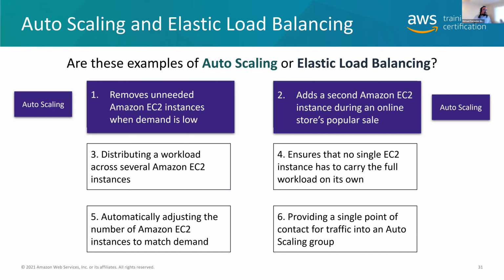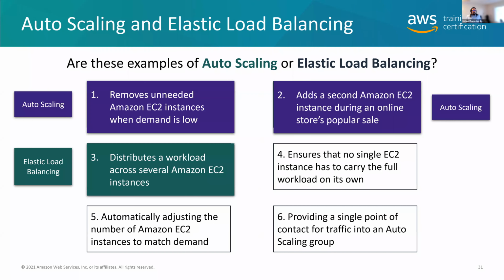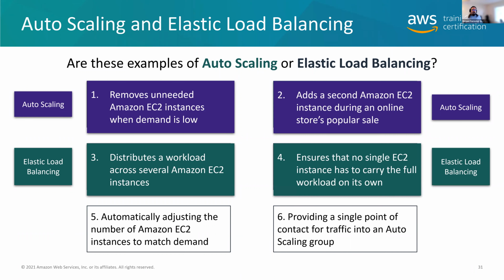If you want to distribute a workload across several EC2 instances, what do you use for that? That's right. You're going to use the load balancer. To ensure that no single EC2 instance has to carry the full network workload on its own, what do you use for that? An AS or an ELB? Good, that's right. If you want to automatically adjust the number of EC2 instances to match demand, is that an AS or an ELB?